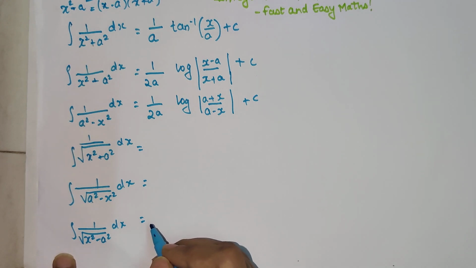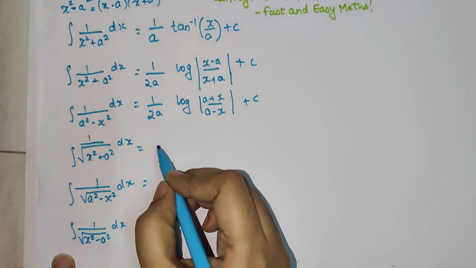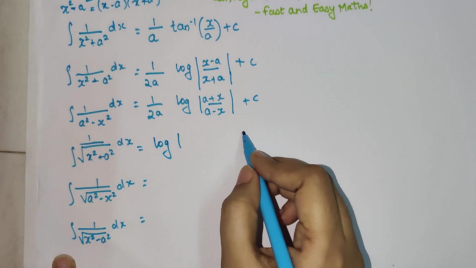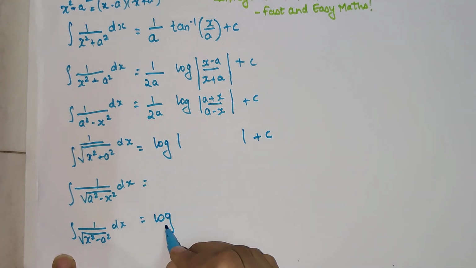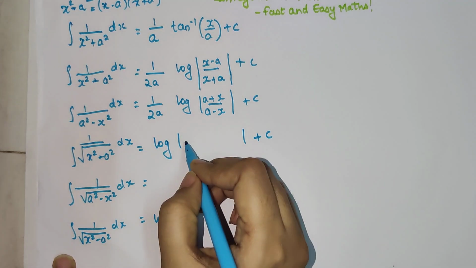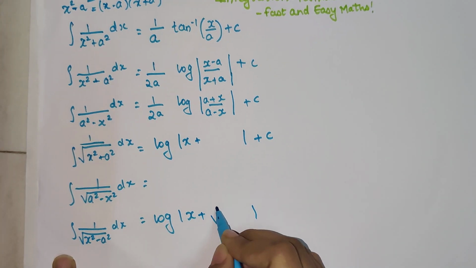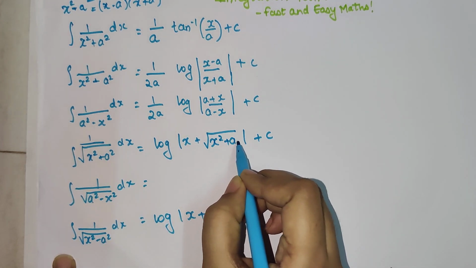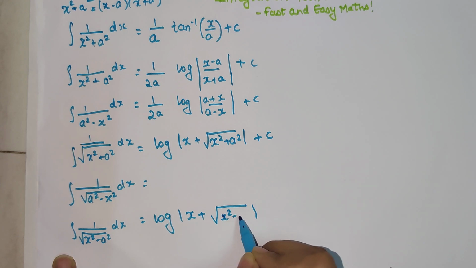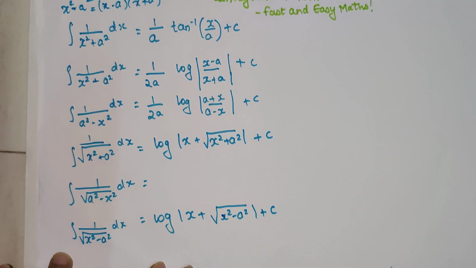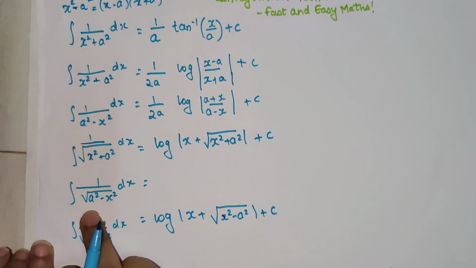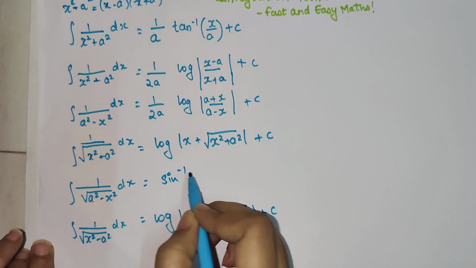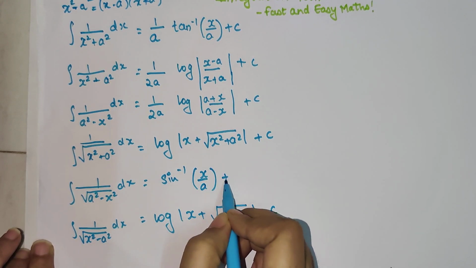Now here also the answer for x square plus a square and x square minus a square is very much similar, log mod and log mod. So here we'll write x plus, as well as x plus, and here also there is a root, and you just have to write your question again, so root of x square plus a square, and here it will be root of x square minus a square, plus c. Now I understand 1 upon root of a square minus x square is different. The formula is sine inverse of x upon a plus c.